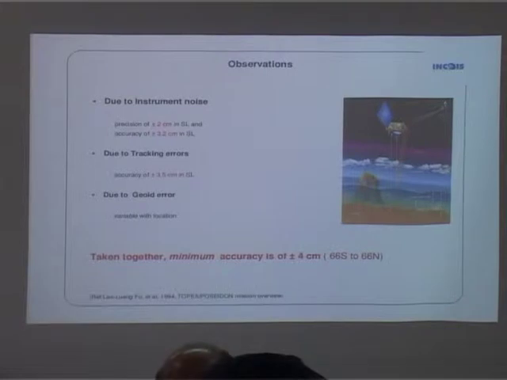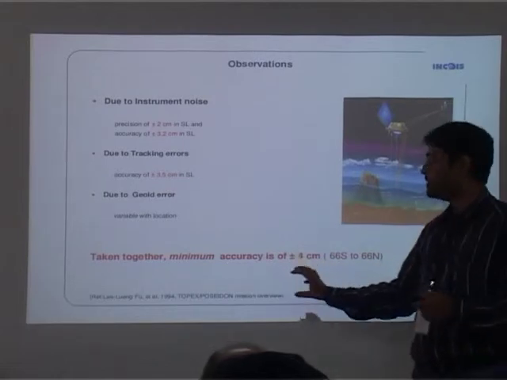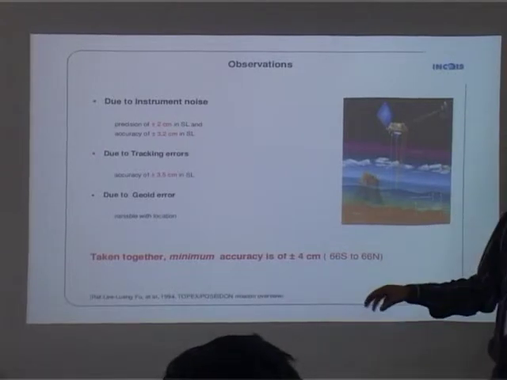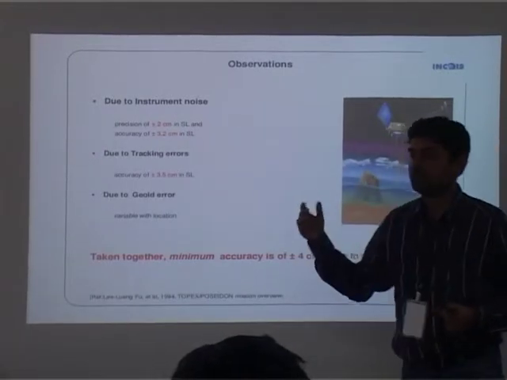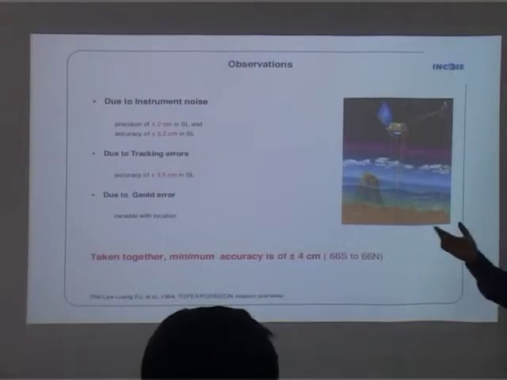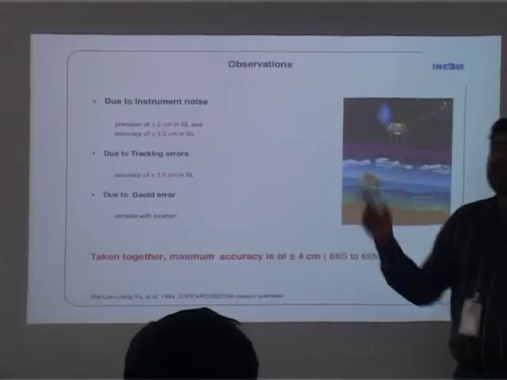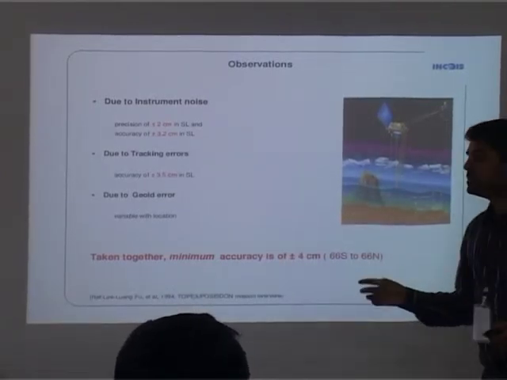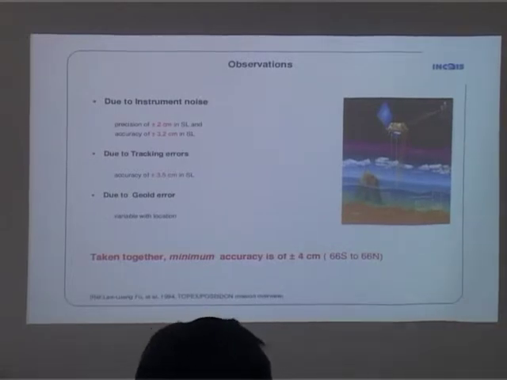Which observations to assimilate? We have taken sea surface height anomaly observed by satellites, which has an accuracy of around ±4 centimeters. These errors are mainly due to 3 reasons. One is instrument noise, and there are satellite tracking errors, and you don't know the geoid completely. So some errors come from this geoid approximation of the Earth. Taken together, the minimum accuracy is about ±4 centimeters.